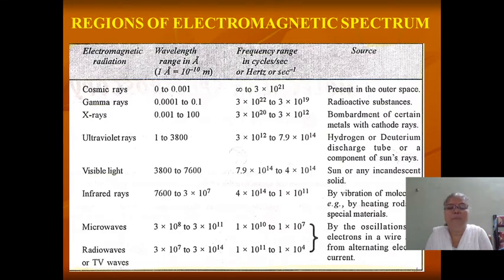Then the microwaves have wavelength 3 × 10^8 to 3 × 10^11, and their frequency is 1 × 10^10 to 1 × 10^7. And we get microwaves by oscillations of electrons in a wire, that is from alternating electric current. Then radio waves or TV waves: the wavelength lies between 3 × 10^7 to 3 × 10^14, and their frequency is 1 × 10^11 to 1 × 10^4. And as we get the microwaves by oscillations of electrons in a wire, from alternating electric current, we get the radio waves.